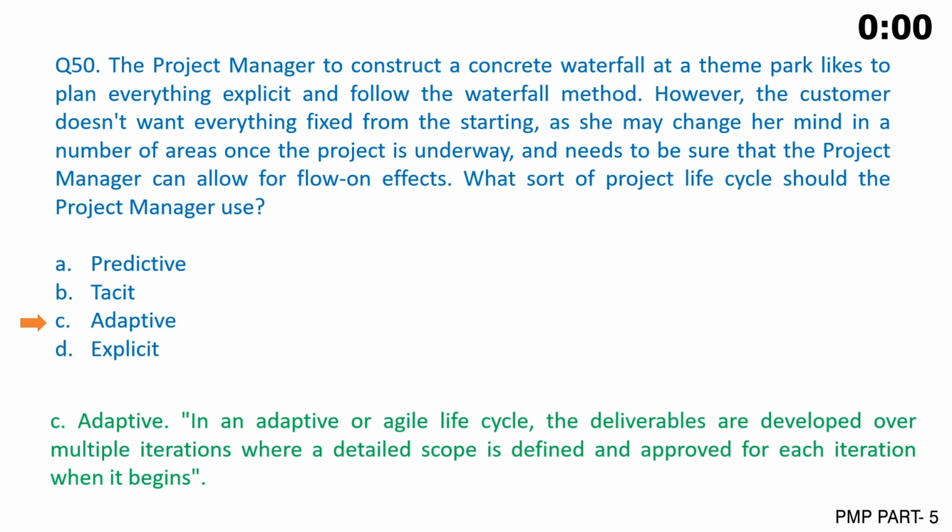The answer is C. Adaptive. In an adaptive or agile life cycle, the deliverables are developed over multiple iterations where a detailed scope is defined and approved for each iteration when it begins.